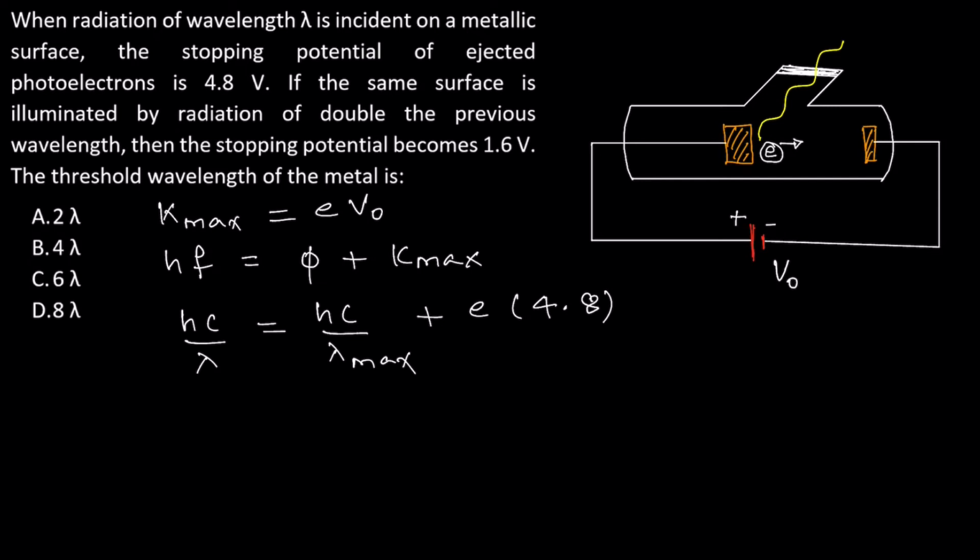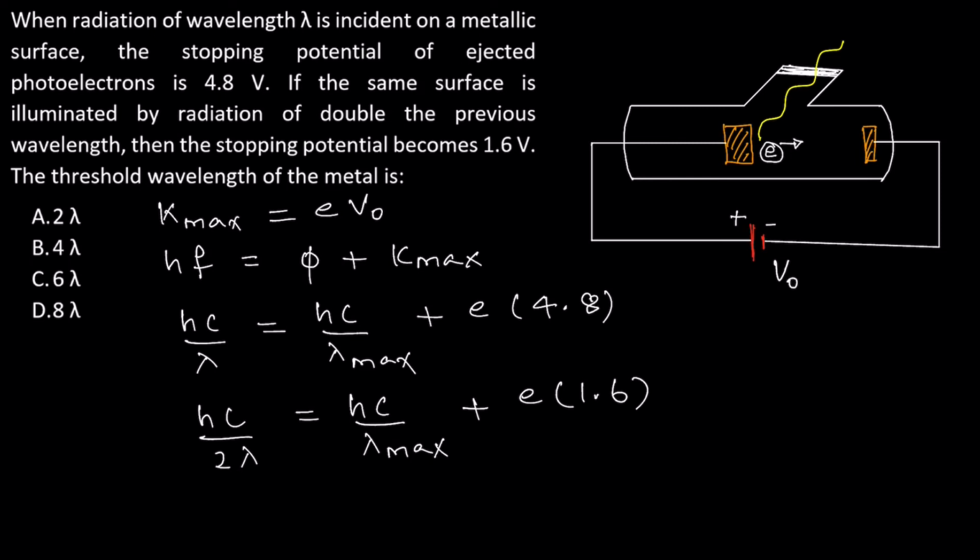Now when you double the wavelength, the energy of the photons will be hc by 2 lambda. So the energy of the photons will go down, and this again should be equal to the work function, which is hc by lambda max, plus, because the energy has come down, the stopping potential has to reduce, right? So the kinetic energy will not be that great now. So e into 1.6. Now we need to find lambda max in terms of lambda.